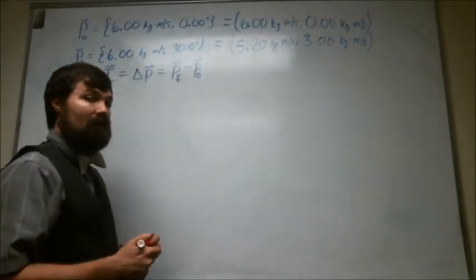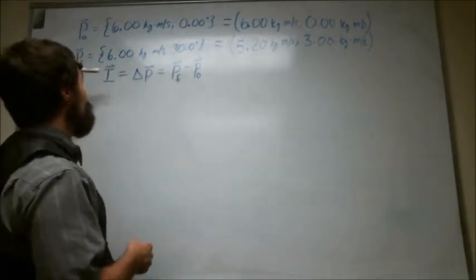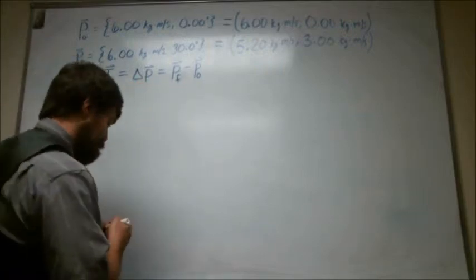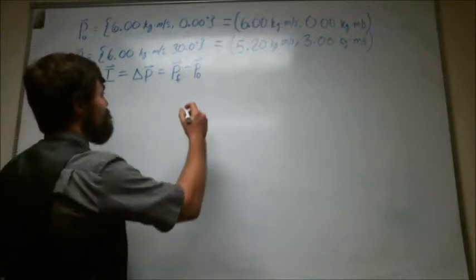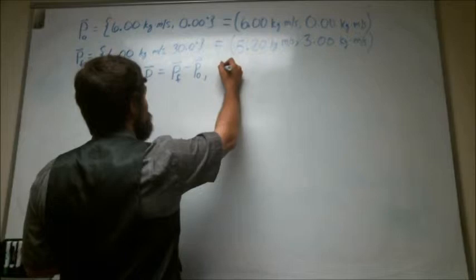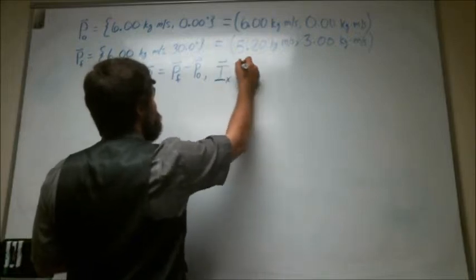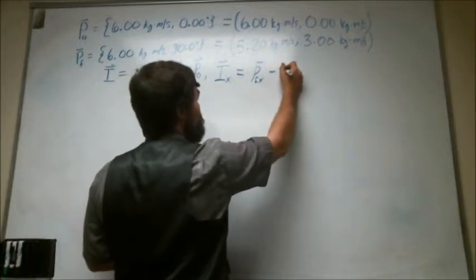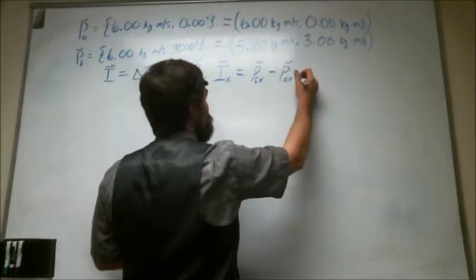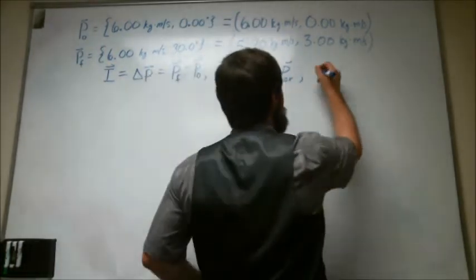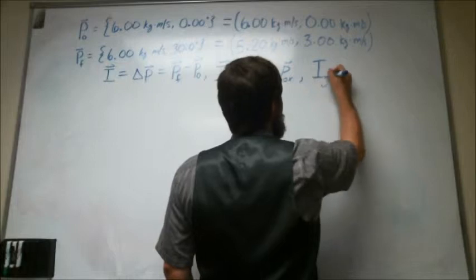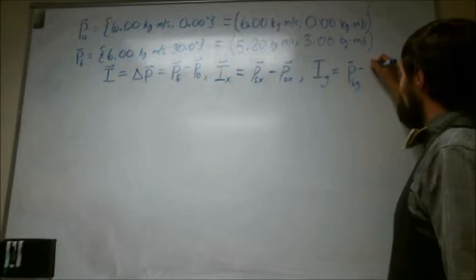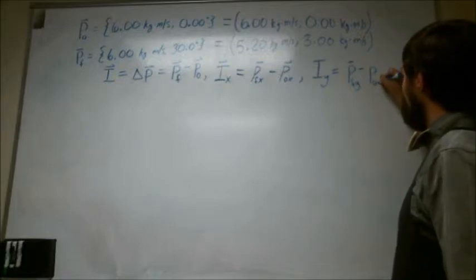So now I can figure out what's the difference between the two. And to do that, I need to subtract the x's from each other, and I need to subtract the y's from each other. So in other words, I'm going to use that the x part of impulse is the final x minus the initial in x. And the y part of the impulse is going to be the final in y minus the initial in y.